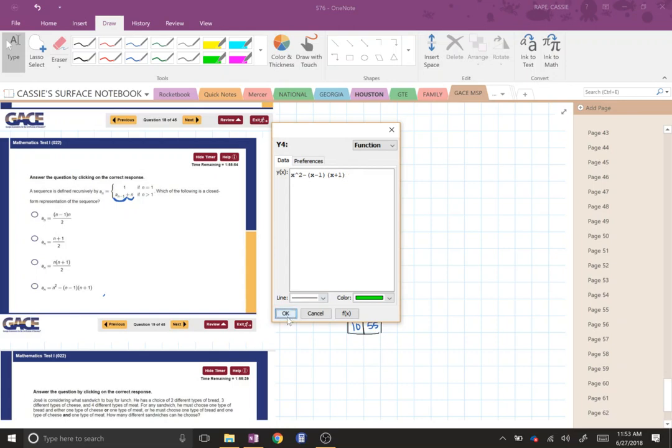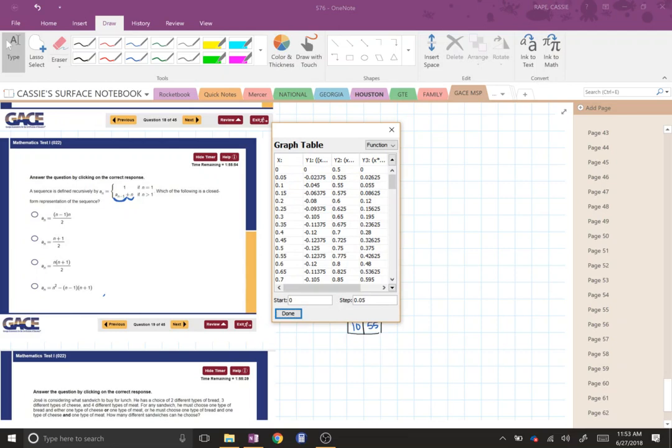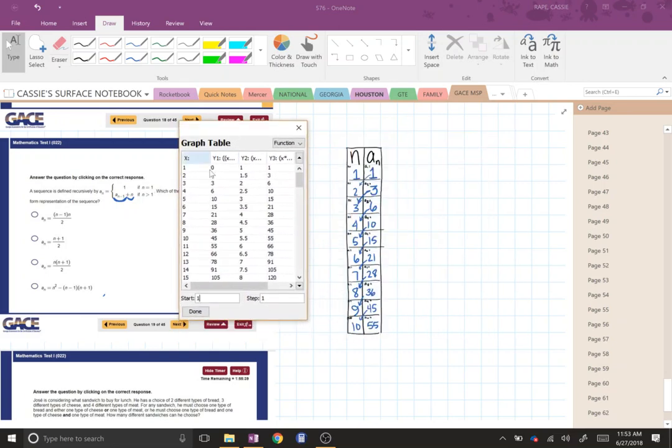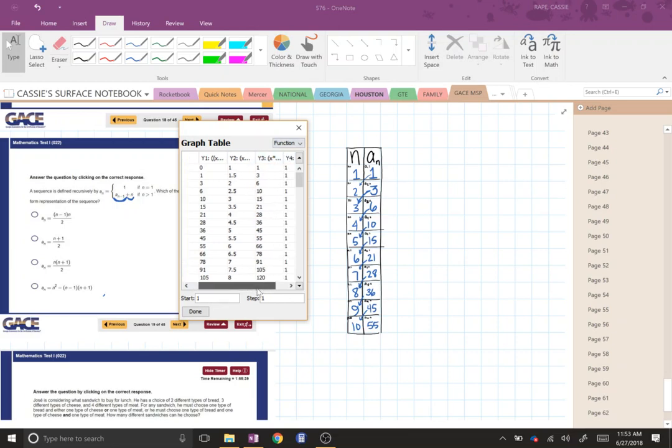They're all four in there, so I'm going to look at the table now. I'm going to start at 1 because all of these sequences have to start at 1, and the step is going to be 1. Then I'm going to take a look at the Y values. This is the red one, or selection A. This is the orange one, selection B. The third one is selection C, and the fourth one is selection D.